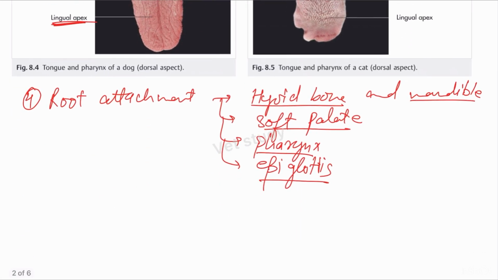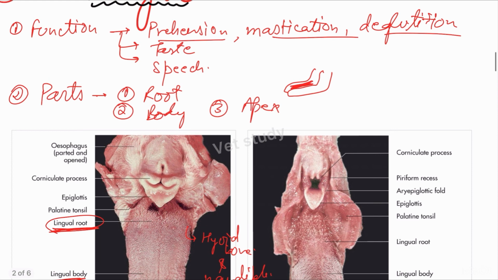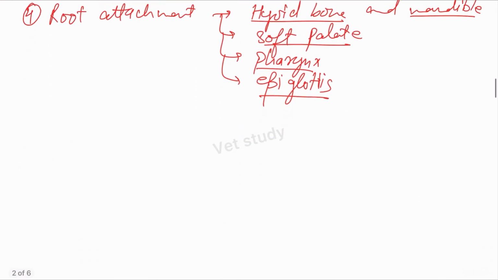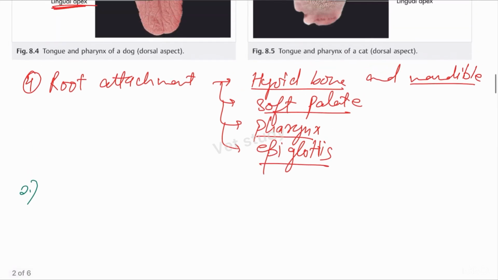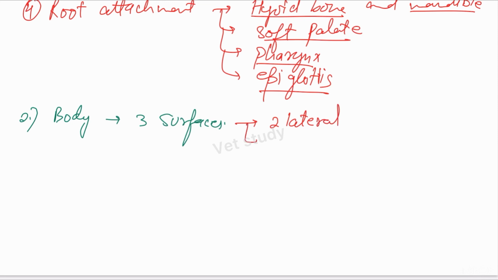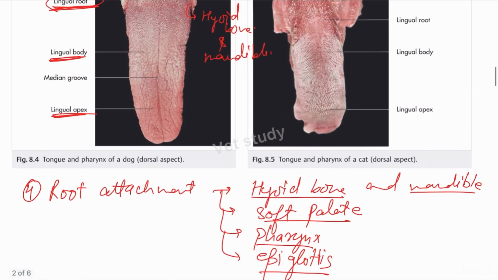Now let's talk about the body. As we already discussed, there are three main portions, right? The first one is the root. Now let's discuss the body of the tongue. The body has three main surfaces. Only three surfaces are present: two lateral surfaces and one dorsal surface.